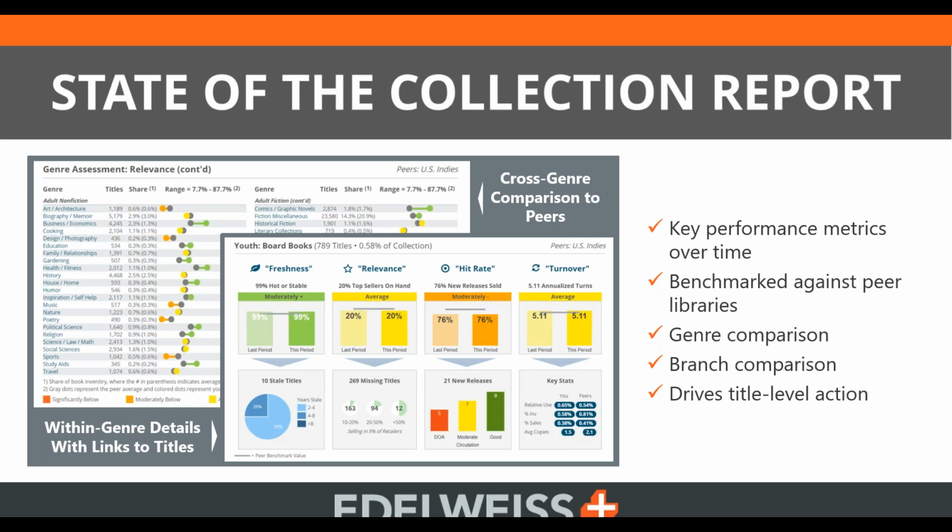Obviously benchmarked against the peer libraries, we look at these genres. You can compare your branches if you have multiple branches. And again, I mentioned that when you click on some of these charts within the State of the Collection report, you can actually get to the title level.